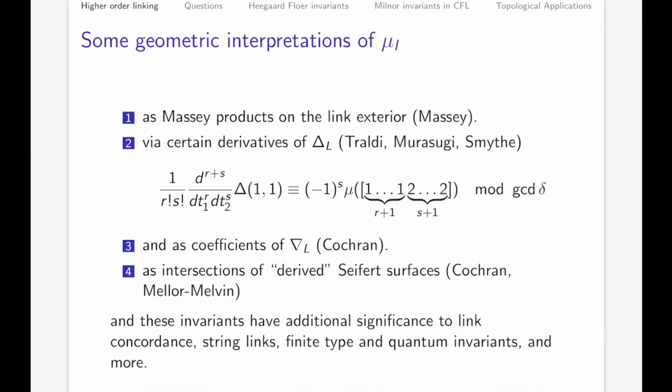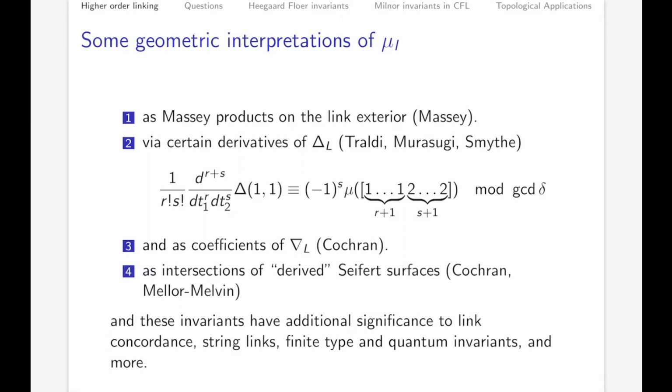So there are lots of different geometric interpretations of the Milnor invariants. They show up as Massey products in the cohomology of the link exterior. They can also be described via certain derivatives of the multivariable Alexander polynomial. This is due to Traldi, Murasugi, and Smith for the case of two-component links. And they can also be described as coefficients of the Conway polynomial. And you can find that in work of Cochrane. More work of Cochrane and Mellor and Melvin shows that you can read these off as intersections of certain derived Seifert surfaces, which is how we were showing the Sato-Levine invariant before.